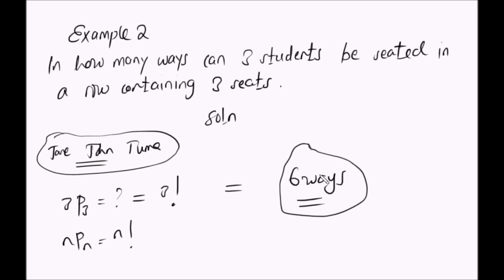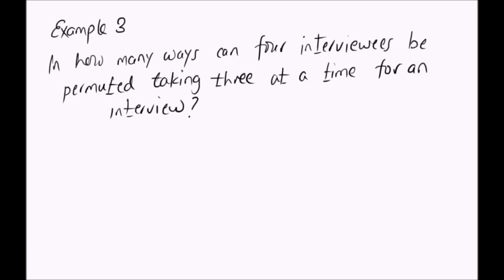Let's now see example 3. Example 3 anasema, in how many ways can 4 interviews be permuted, taking 3 at a time? So you take 3 at a time, but there are 4. So 4 permutation 3. So tunajua n permutation r. Anasema in how many ways can it be permuted? Manake nataka permutation. N permutation r tunajua formula yake ni n factorial over n minus r factorial.